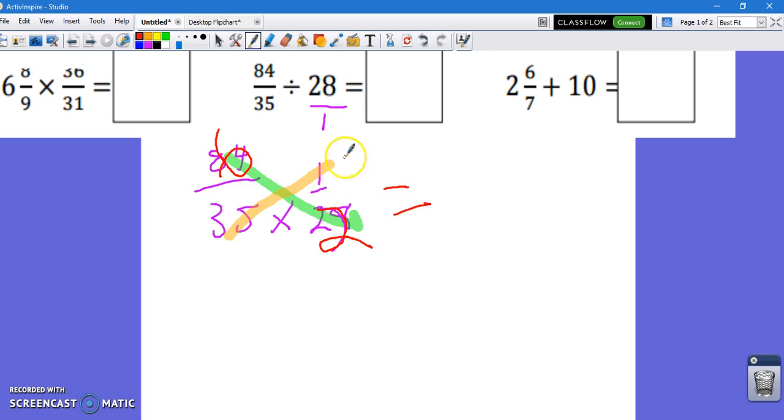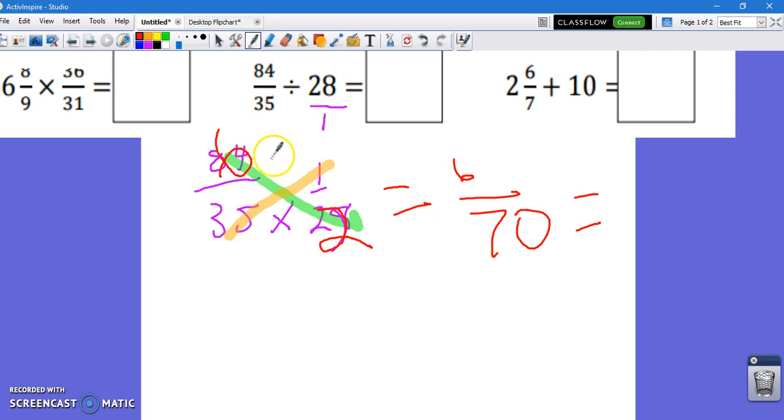Now let's multiply. 6 times 1 is 6. 35 times 2, use the calculator if you need to. 35 times 2 is 70. So I have 6 over 70 for that answer right here. Can this reduce any more? I'm telling you it can, because 6 is an even number, so is 70.